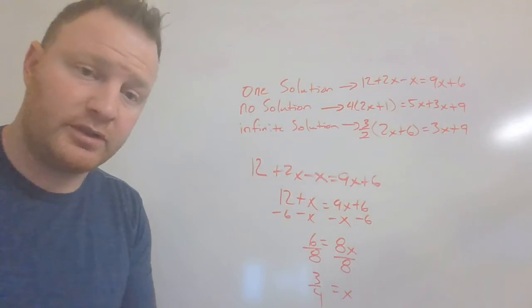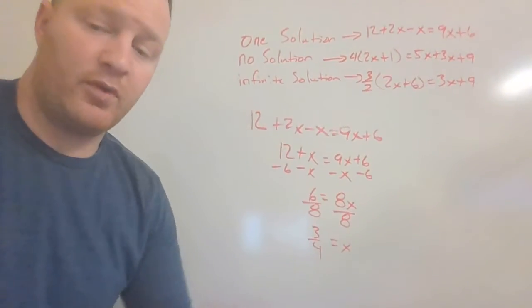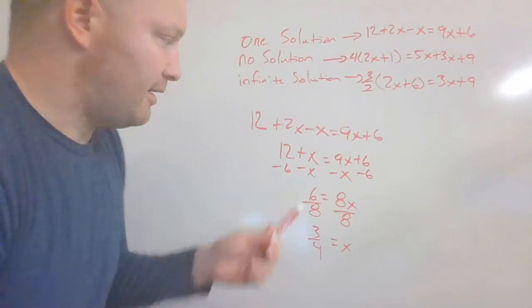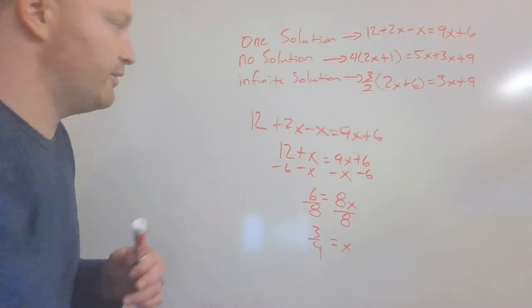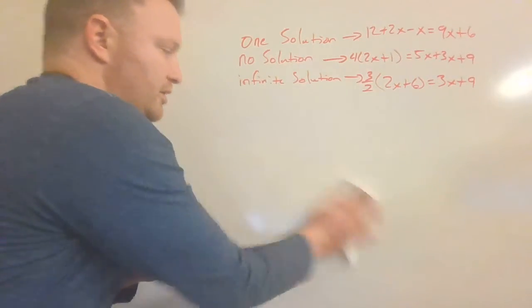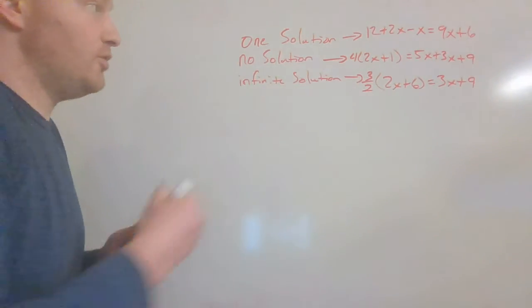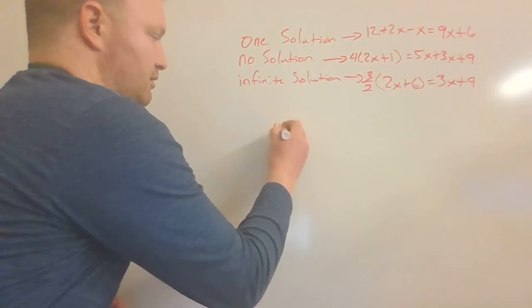That is one solution, when you get an actual number answer. There's your one example. I'm going through this kind of fast, so pause it, take notes, rewatch it, whatever you have to do. There's your one solution situation. Now your no solution situation looks like this.